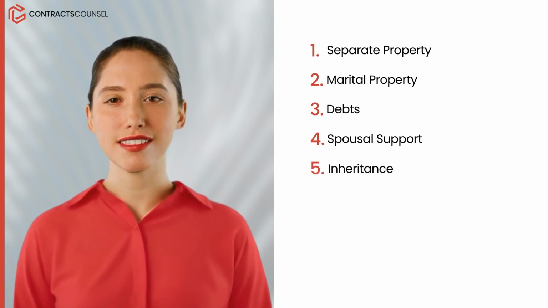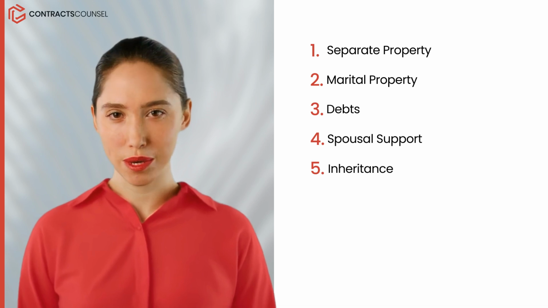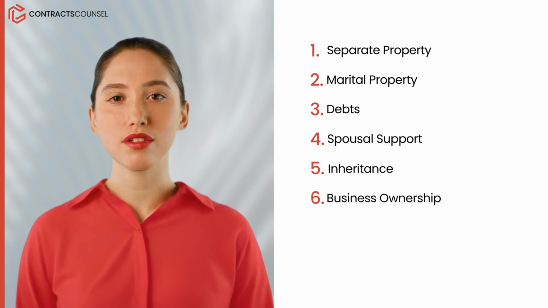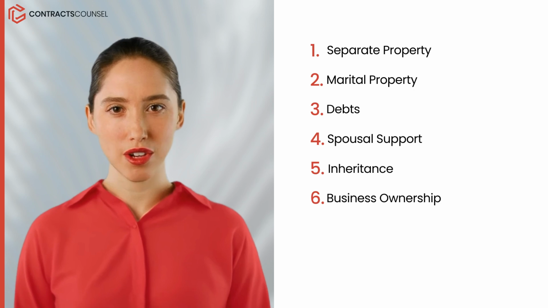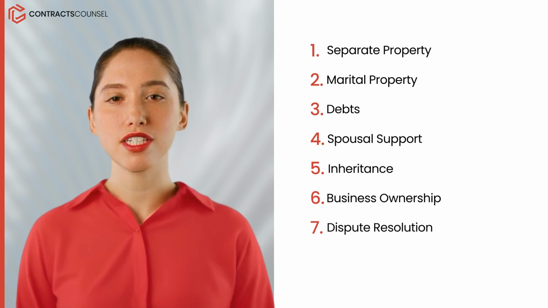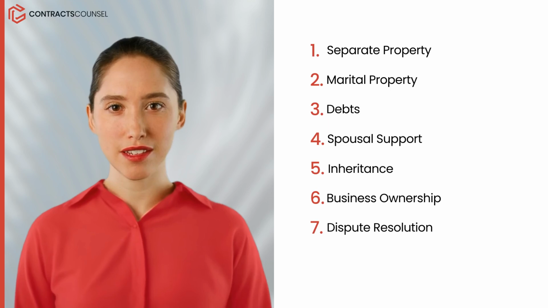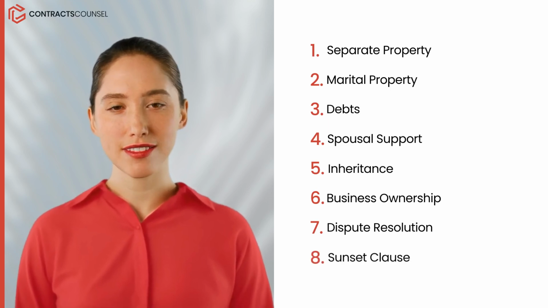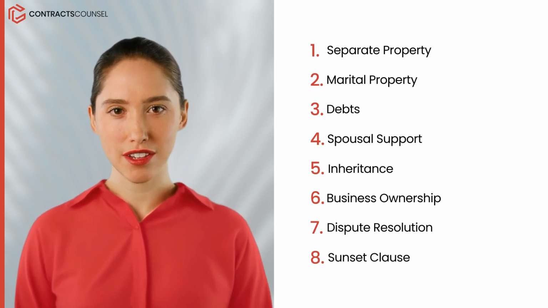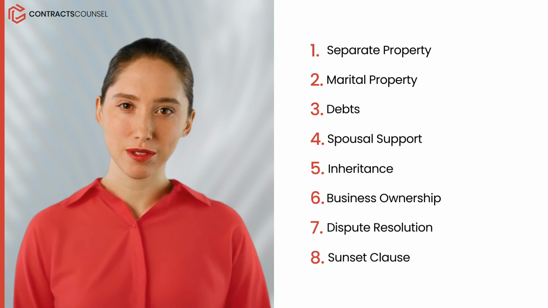5. Inheritance. If any party is going to inherit assets, find the provisions for inheritance and understand how it will be handled. 6. Business ownership. If either party owns a business, review the details on how it will be treated in case of divorce. 7. Dispute resolution. Review the method for resolving disputes, such as mediation or arbitration. This will impact you if the prenup is ever disputed. And 8. Sunset clause. Some prenups include a sunset clause, which sets an expiration date for the agreement after a certain number of years. If your agreement includes it, make sure you clearly understand the implications.